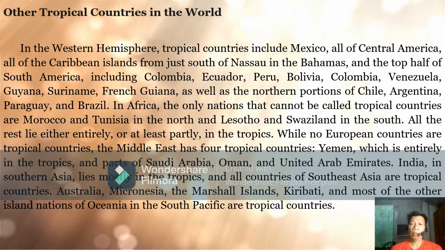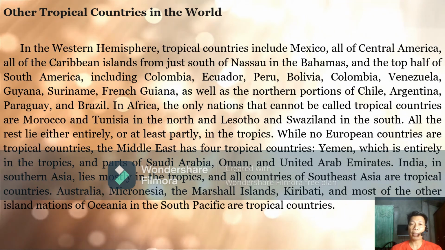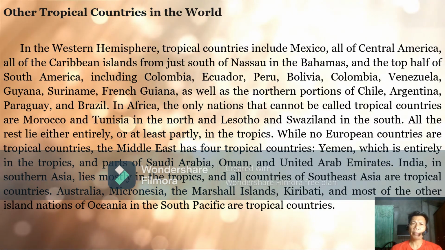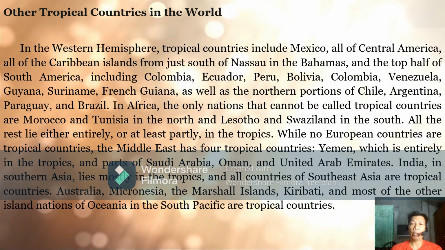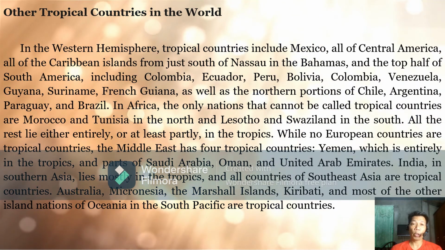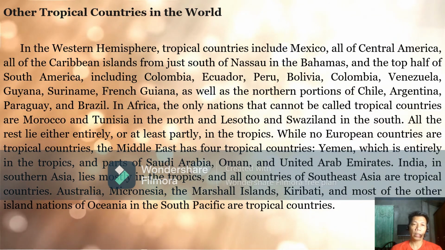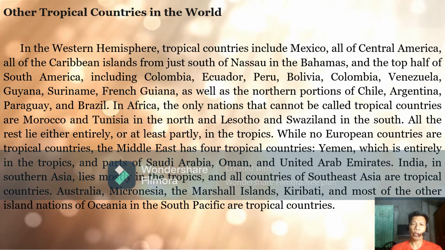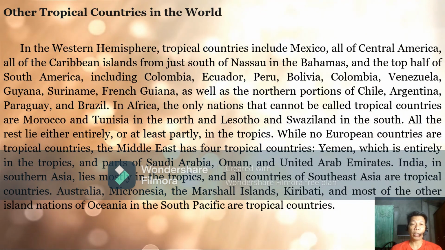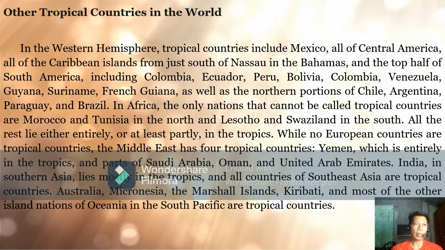While no European countries are tropical countries, the Middle East has 4 tropical countries: Yemen, which is entirely in the tropics, and parts of Saudi Arabia, Oman, and United Arab Emirates. India in Southern Asia lies mostly in the tropics, and all countries of Southeast Asia are tropical countries. Australia, Micronesia, the Marshall Islands, Kiribati, and most of the island nations of Oceania in the South Pacific are all tropical countries.